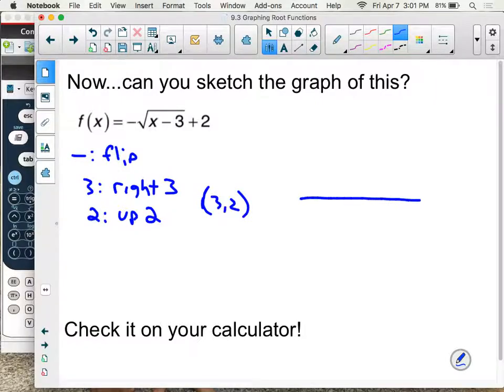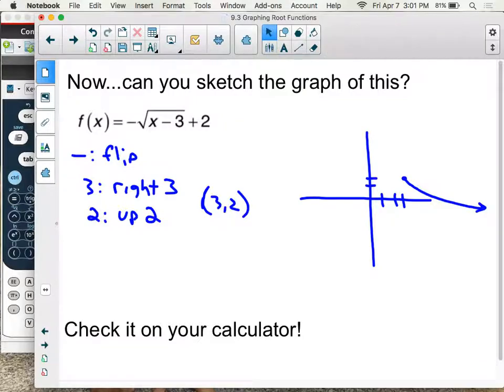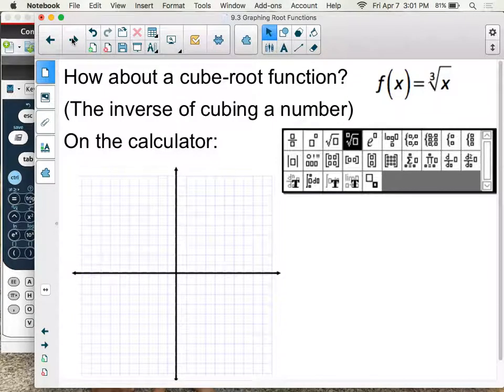So maybe if we make a nice sketch of it, we're going to go to the point 3, 2, and we're going to flip the graph. So it's going to kind of go something like that. Take a minute, check it on your calculator. Does it look kind of like that? Take a peek. So keep moving now, my friends.